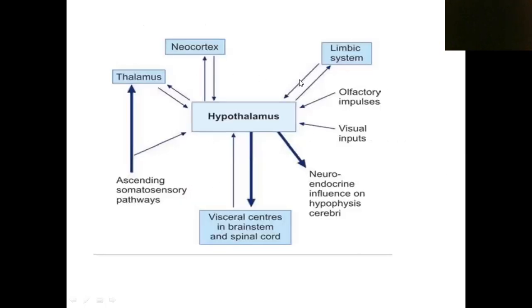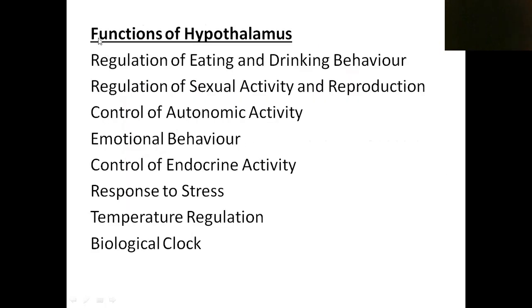So this diagram, you have to learn by heart. Then some important functions of this hypothalamus. It regulates eating and drinking behavior. It regulates sexual activity and reproduction. It controls autonomic activity and emotional behavior. It controls endocrine activity and the response to stress. Then temperature regulation, it maintains body temperature. Then the biological clock, it maintains daily activity.